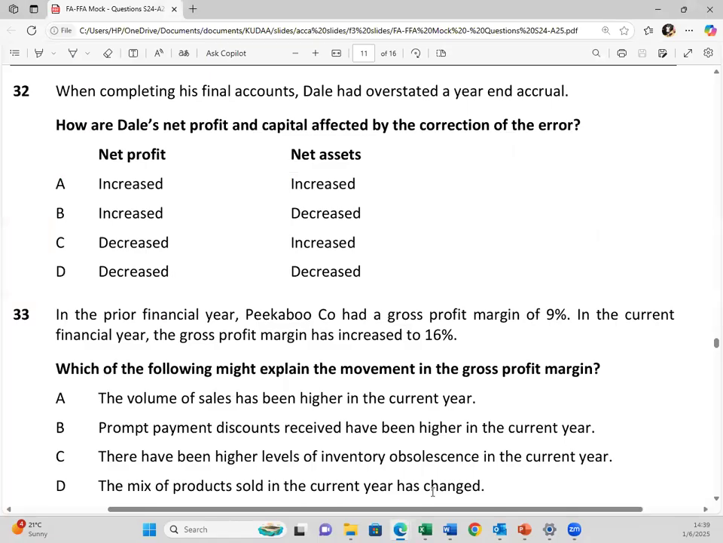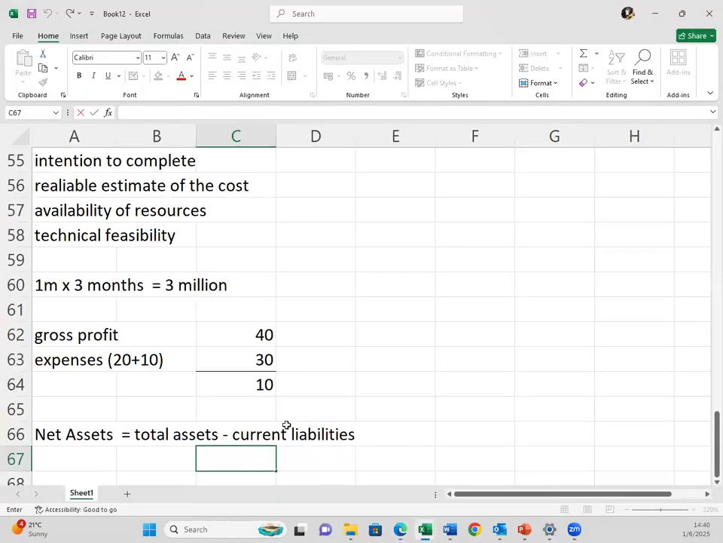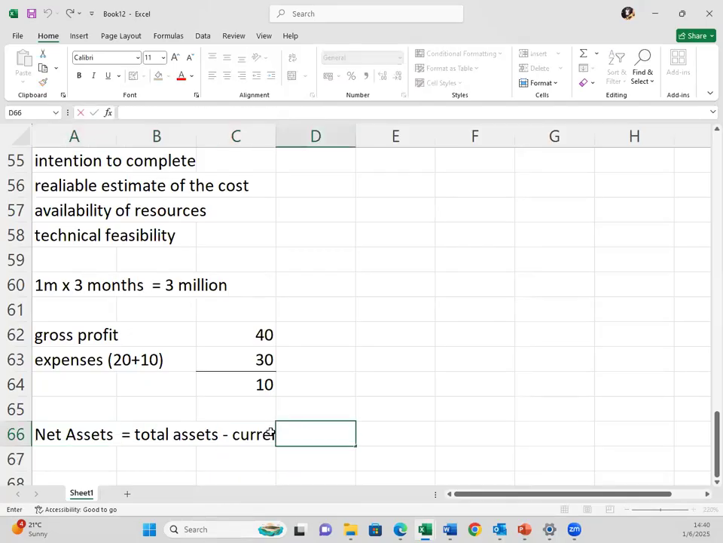Not just current liabilities, sorry. Net assets is total assets minus liabilities. So the net assets is equal to equity.